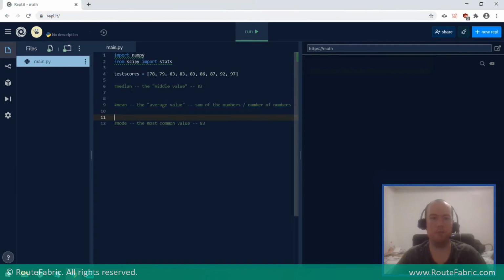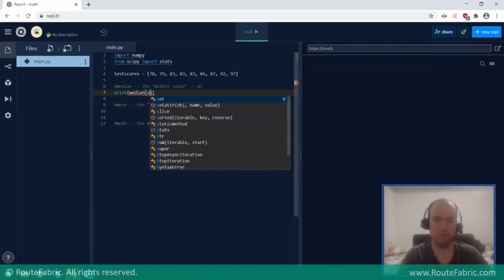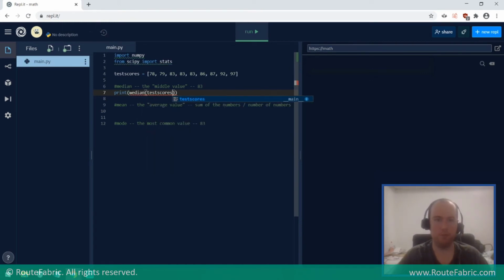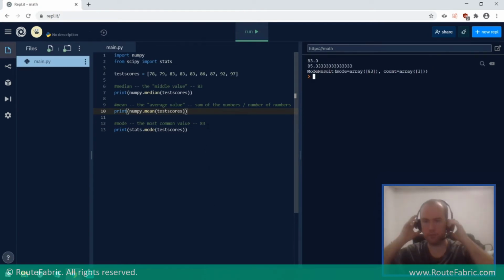For median, we would do print median of test scores, and we need our NumPy. For mean, we do the same thing, just mean. That also belongs to NumPy. And then for mode, we need stats and we need mode. So we run our code. Give it a few seconds.